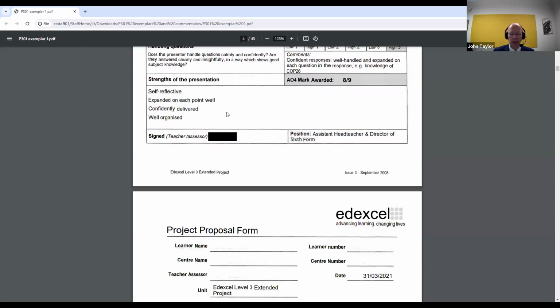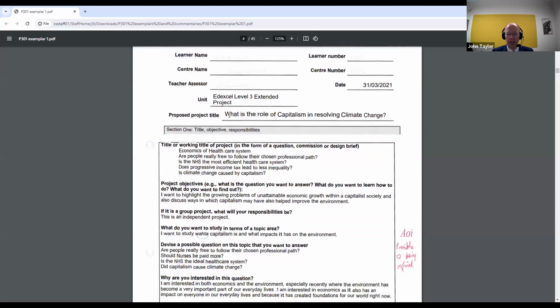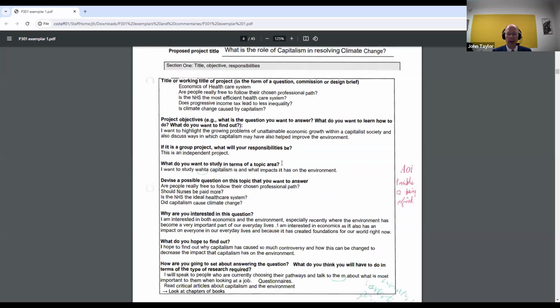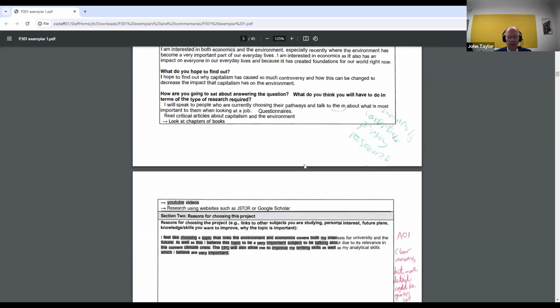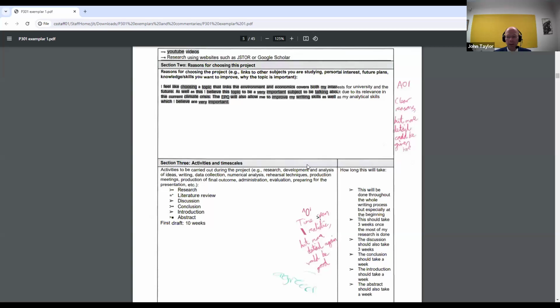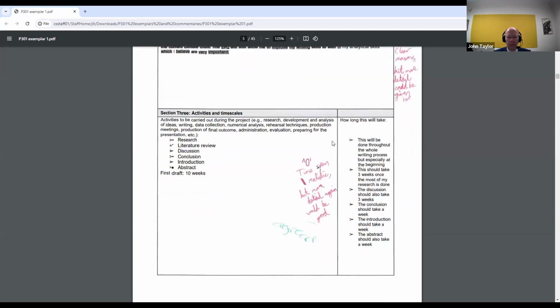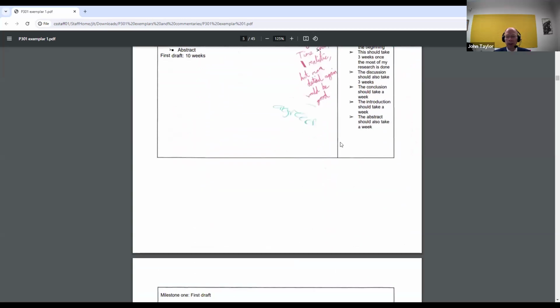So the question that this particular candidate was addressing is quite a big one. What is the role of capitalism in resolving climate change? So quite a bold question, but we've got a fairly well-developed proposal form. Scope probably for a little bit more detail. There's not a huge amount there in section 2, for example, and section 3.